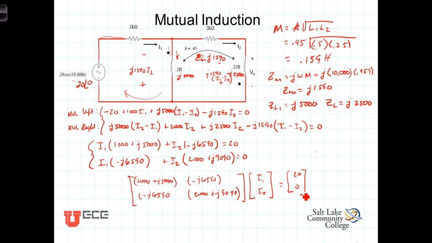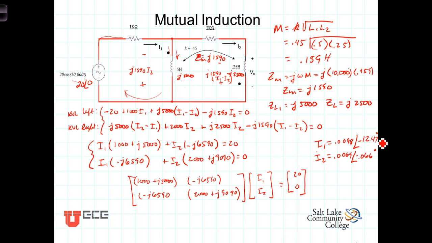When you go through and solve for that, you get that I1 turns out to equal 0.0098 angle negative 12.47, and I2 equals 0.0069 angle negative 0.066 degrees. Those are both in degrees. Alrighty, so that gives us our two mesh currents.